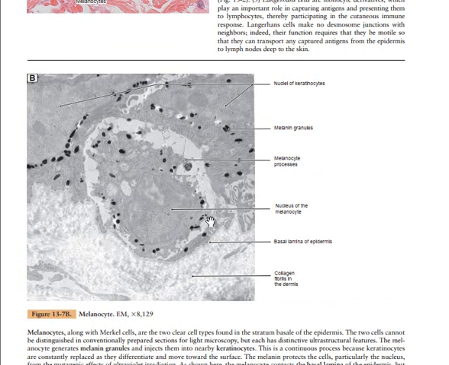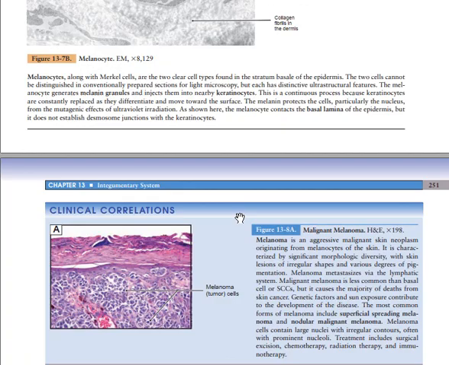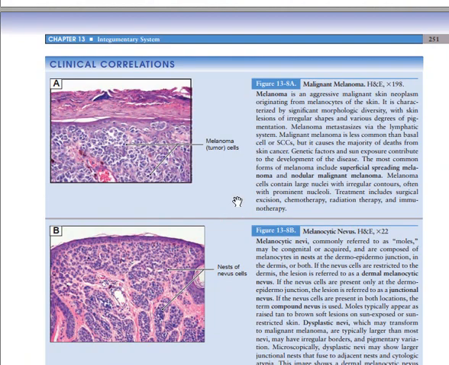You can see the nucleus of the melanocyte. So all this is melanocyte. This is the collagen fibrils and all that. So the clinical correlation of melanocytes is malignant melanoma. Melanoma is an aggressive malignant skin neoplasm originating from melanocytes of the skin. It is characterized by significant morphologic diversity.